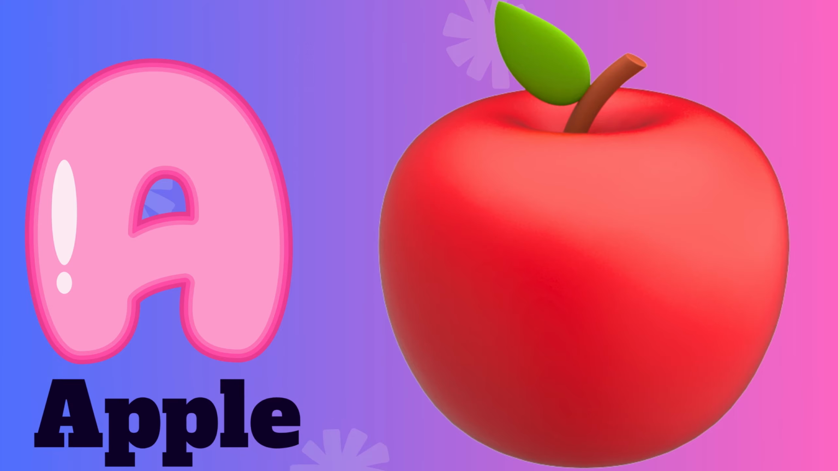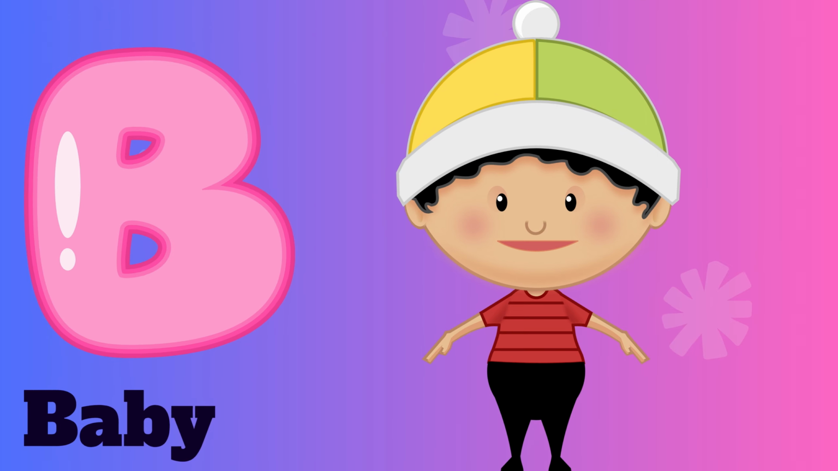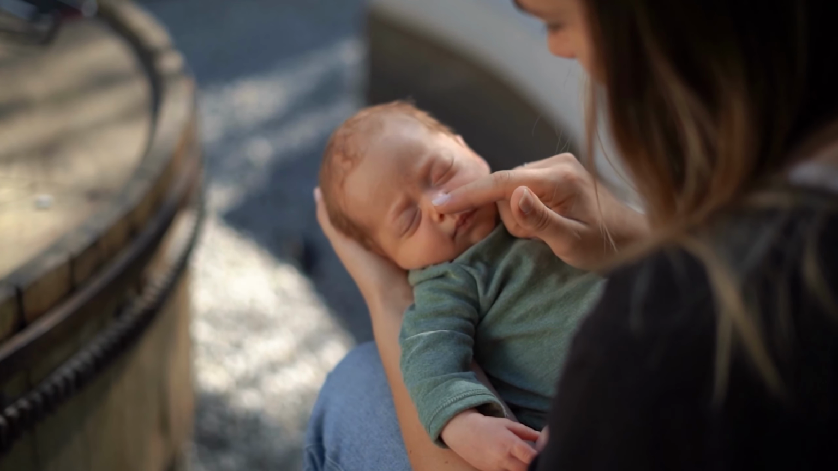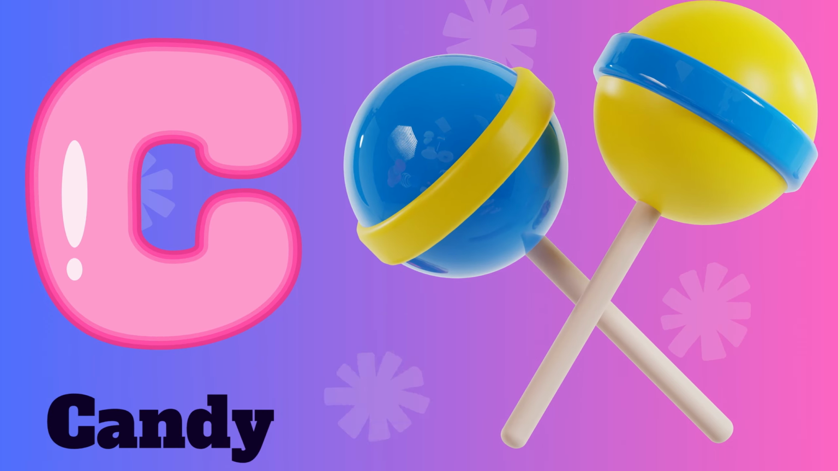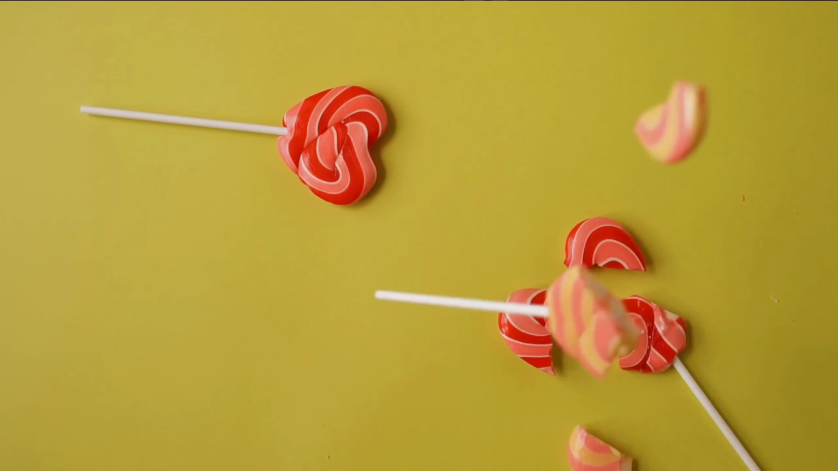A is for apple. A, a, a, a, apple. B is for baby. B, b, b, b, baby. C is for candy. C, c, c, c, candy.